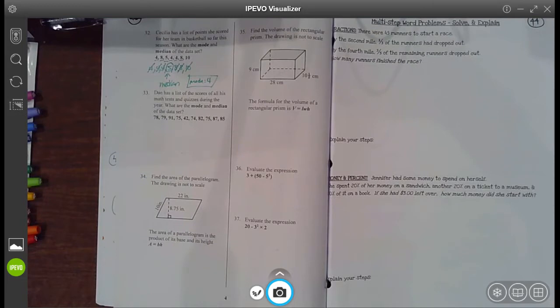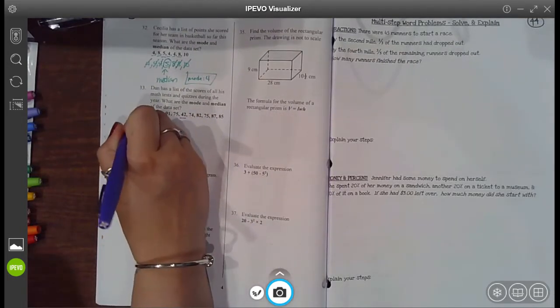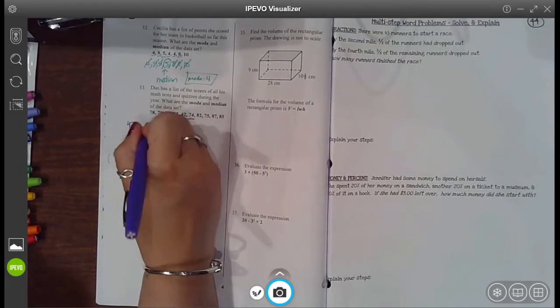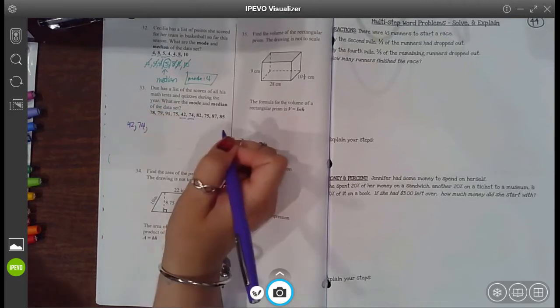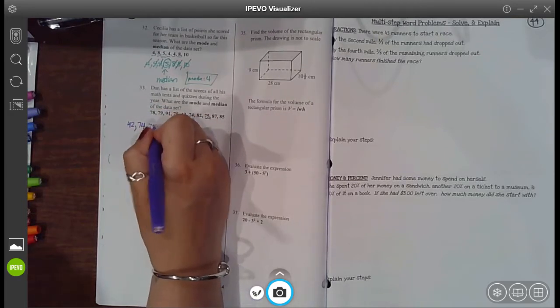Okay, my next one says, Dan has a list of the scores of all of his math tests and quizzes during the year. What are the mode and median? Okay, so again, let's put these guys in order. The smallest number I see is 42. Okay, the next one, 74. Then 75. Oh, I see another 75. So two 75s.